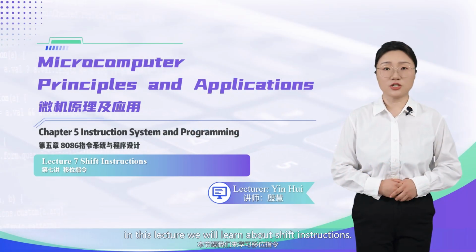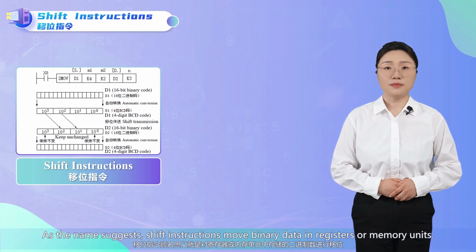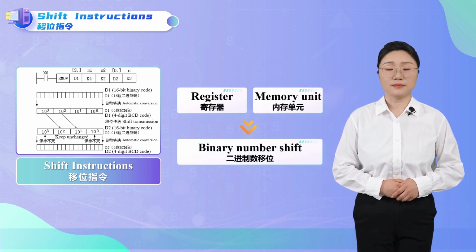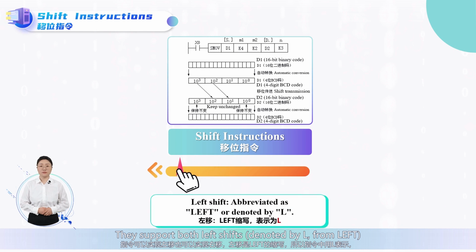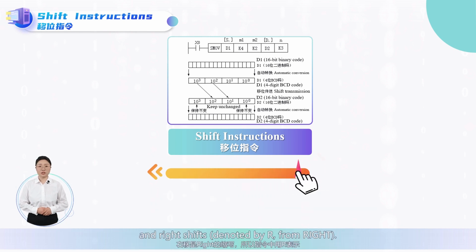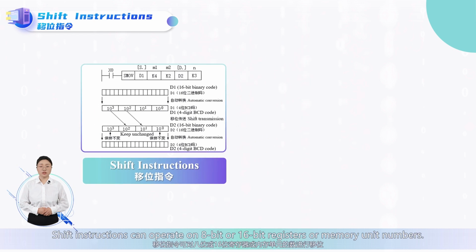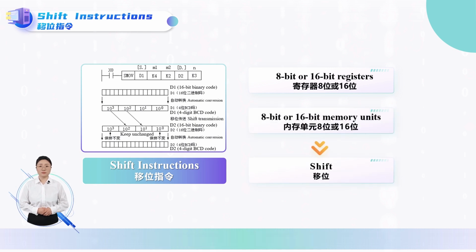Everyone! In this lecture, we will learn about shift instructions. As the name suggests, shift instructions move binary data in registers or memory units. They support both left shifts, denoted by L from left, and right shifts, denoted by R from right. Shift instructions can operate on 8-bit or 16-bit registers or memory unit numbers.